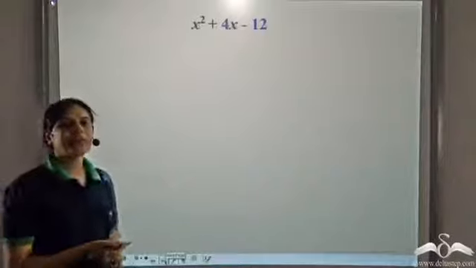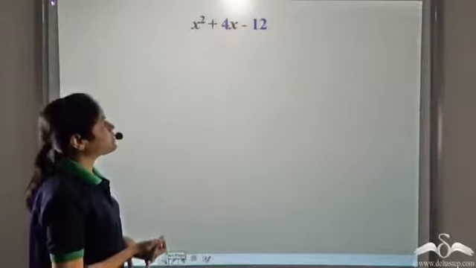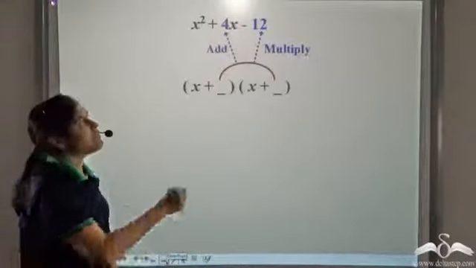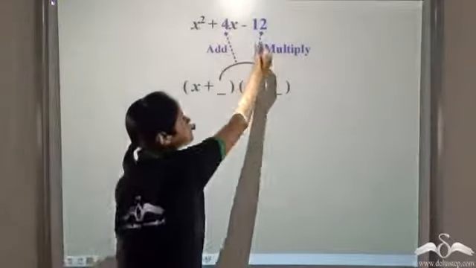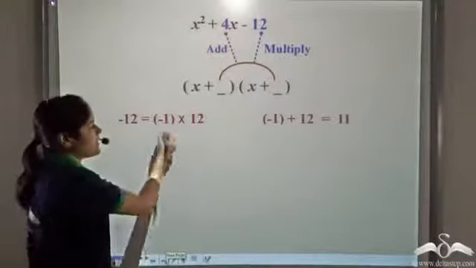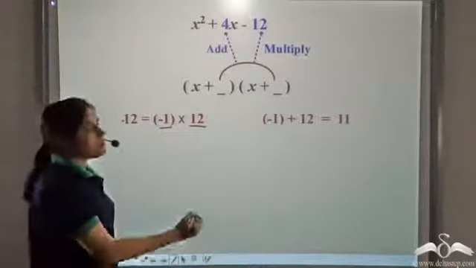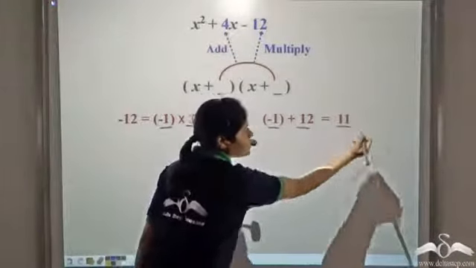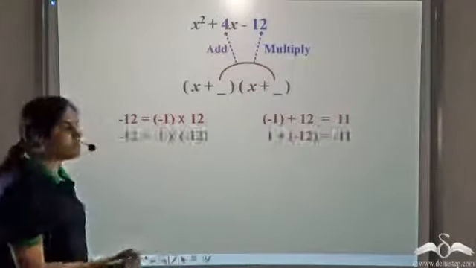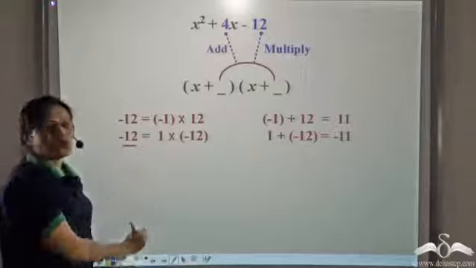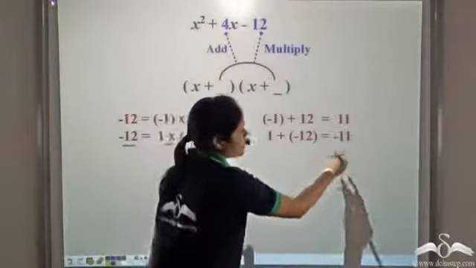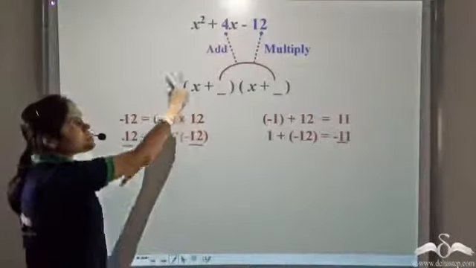So let us understand it with the help of an example. We have x square plus 4x minus 12. So we need to find two numbers which add up to 4 and whose multiplication is negative 12. So negative 12 can be written as negative 1 into 12. Negative 1 plus 12 gives us 11, which is not the middle term. So we consider the other possibility. Negative 12 could also be written as 1 into negative 12. But 1 plus negative 12 is negative 11. Again, this is not equal to 4.